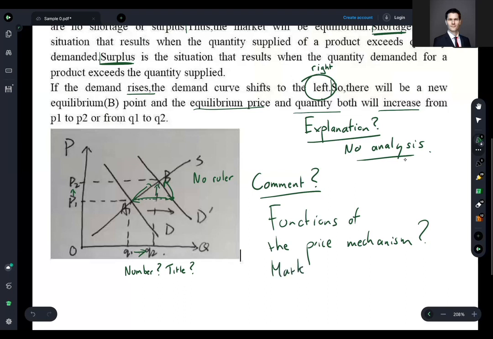So yeah, the market forces, to really explain the process. Otherwise, there is not much of an analysis in this answer.